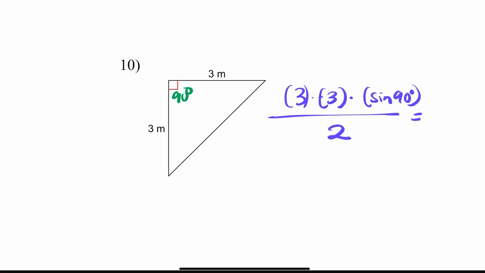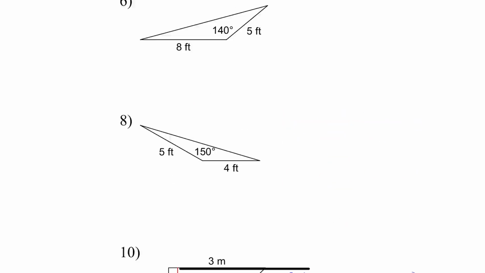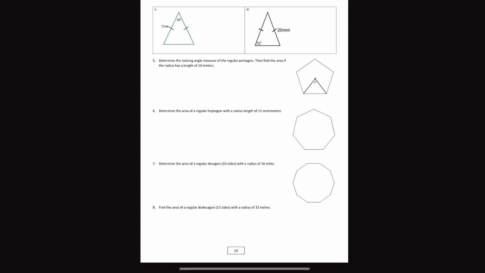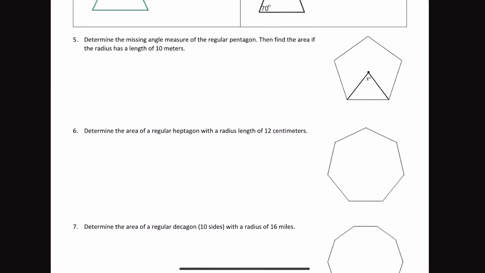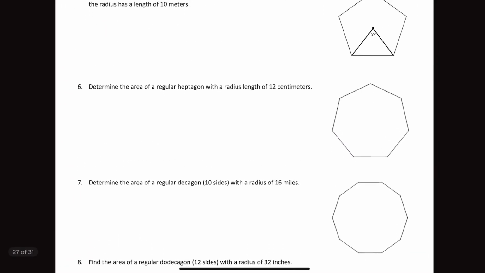But I want to look at a situation that's different, and this is more with regular polygons. And so we'll take a look at these examples here. And so now we're going to have to do a little bit more work. And so maybe we'll focus on this problem right here. So it asks us to determine the area of a regular heptagon that has a radius length of 12 centimeters.